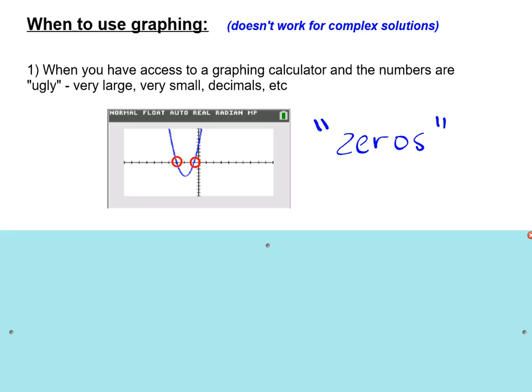the graphing calculator. The graphing calculator does not work for complex solutions, because when we look at this graph, there's only real numbers on the graph. So you're not going to see the complex numbers on the graph. Remember that those are the types of graphs where they don't cross the x-axis. So we said there was no real solution. So we just use other methods when we need a complex solution.